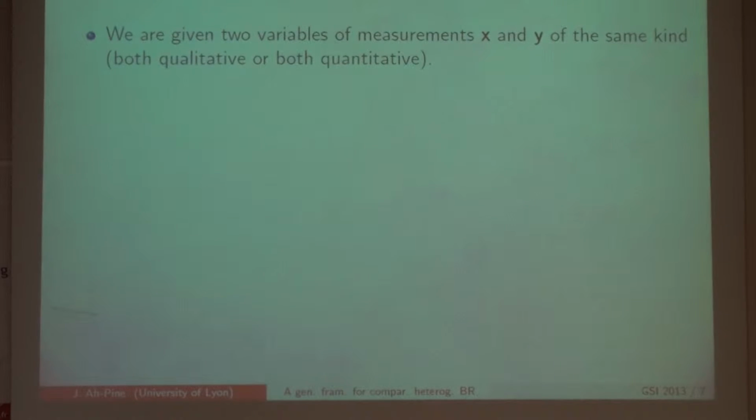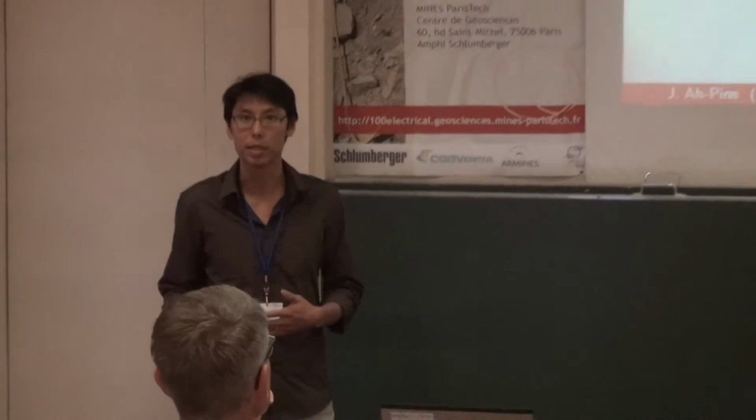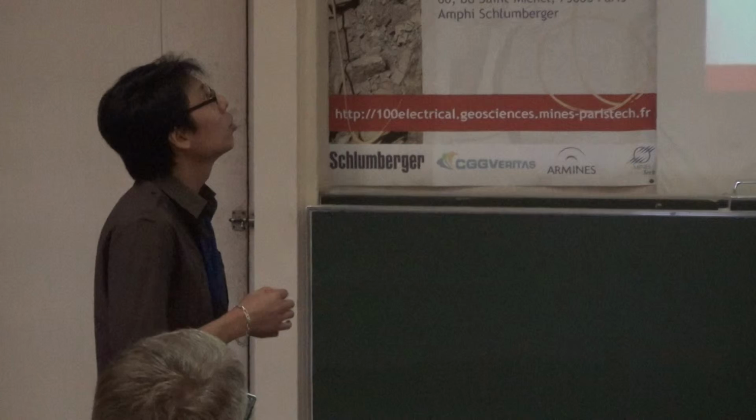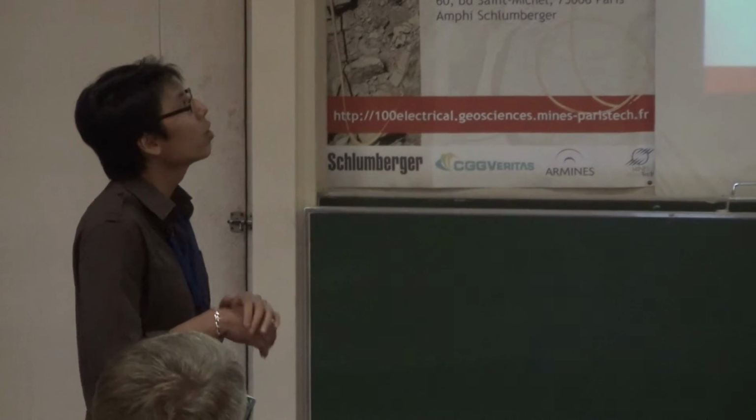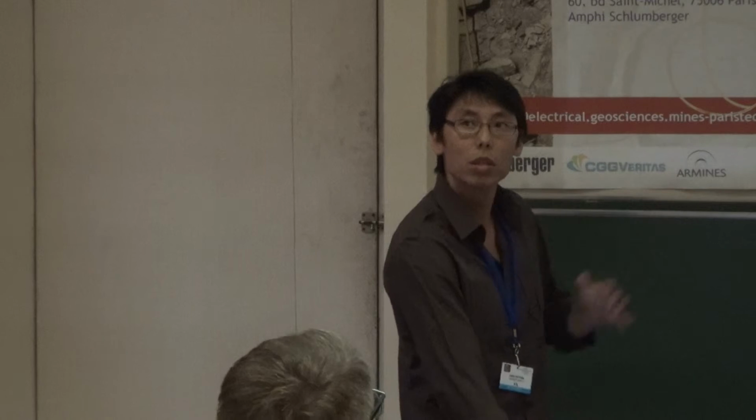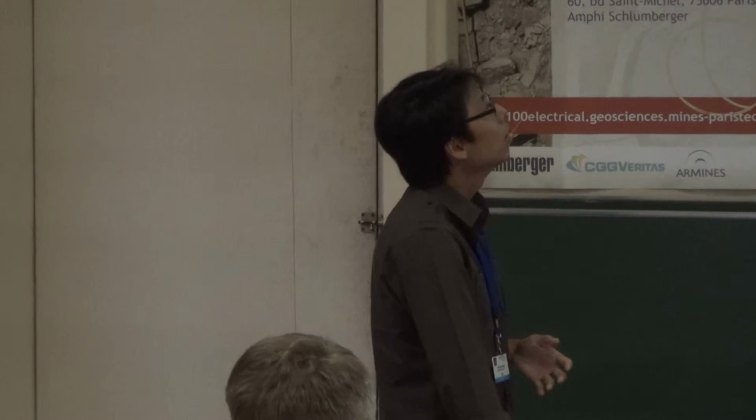In the context of this work, we suppose that we're given two variables of measurement, and they are both of the same kind. I mean, x and y are both qualitative, or x and y are both quantitative. The problem that we would like to address is how can we measure the proximity between the binary relations underlying the two variables. And in particular, I will focus in the second part of this talk on heterogeneity.